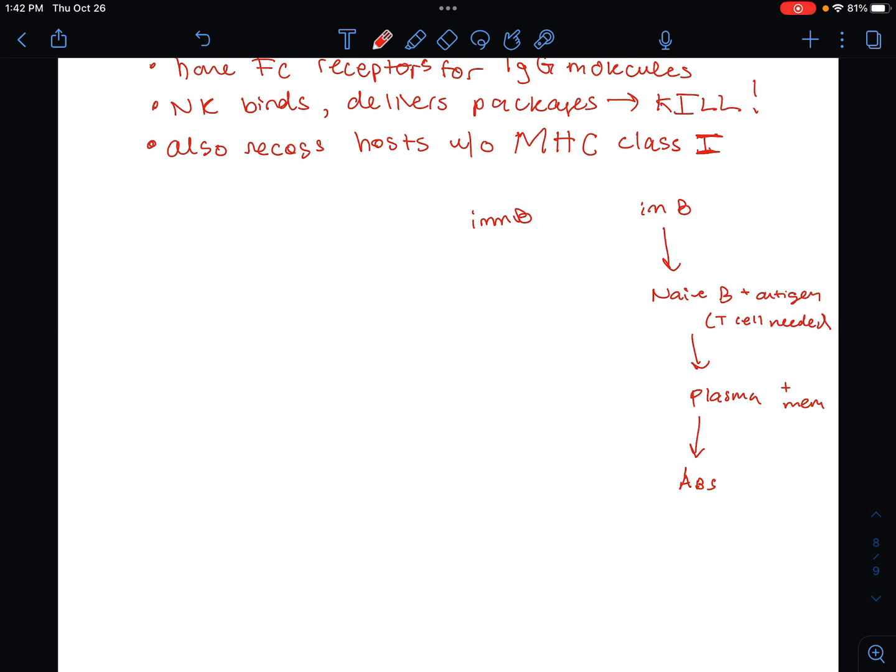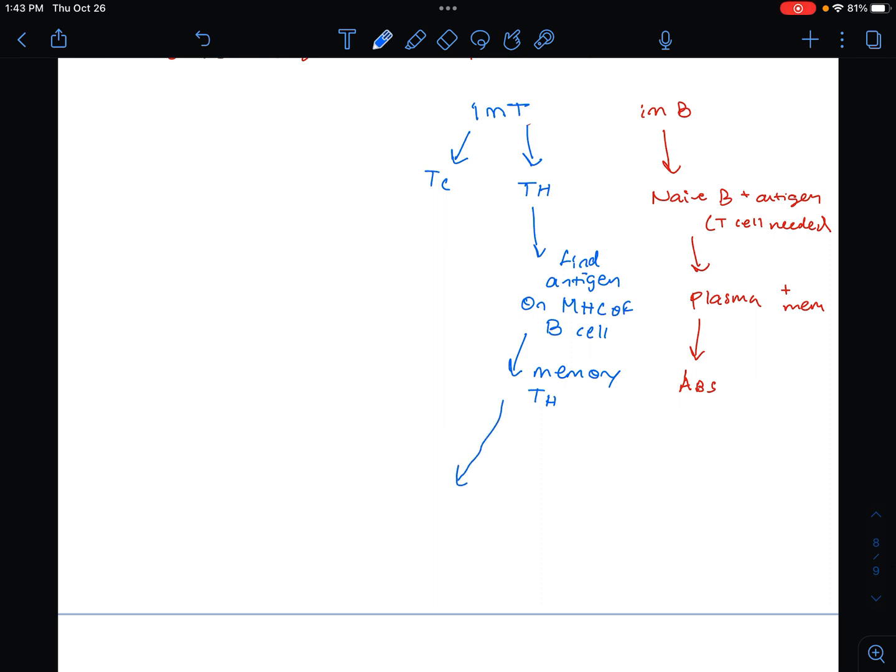The T cells are going to be activated by dendritic cells. And so we're going to have either cytotoxic T cells or T helper cells. The T helper cells that are being activated by the dendritic cell are going to, if they recognize the part of the antigen displayed on the MHC of the B cell, be involved in activation of that. Then you're also going to have T helper memory cells. You will also have the ability of the T helper cells to activate macrophages when they recognize antigen presented on the surface of the macrophage. So helping the B cell response and also activating macrophages.